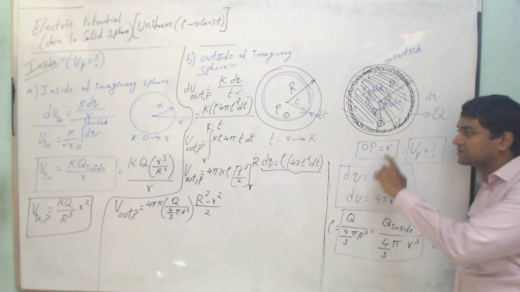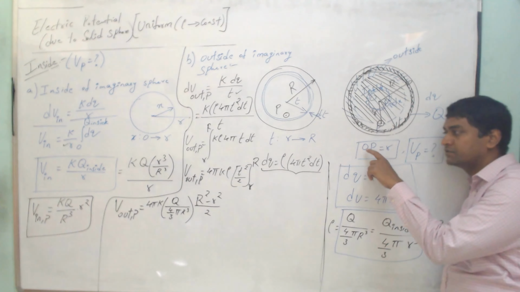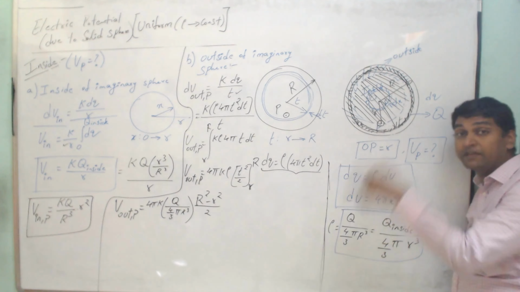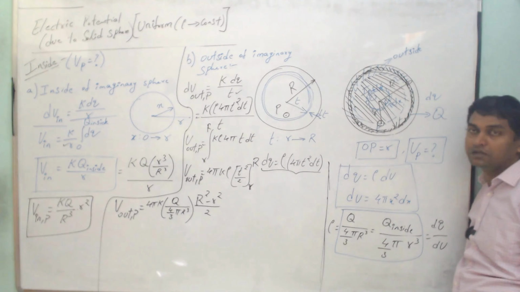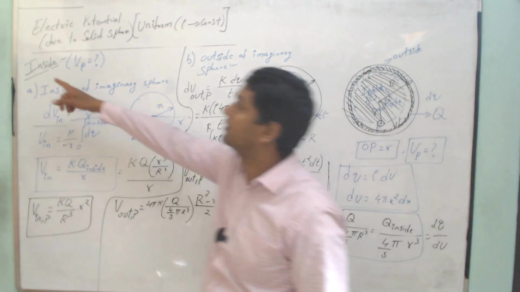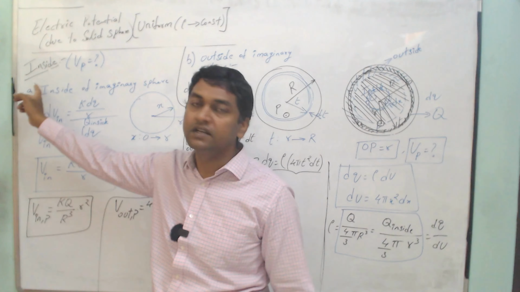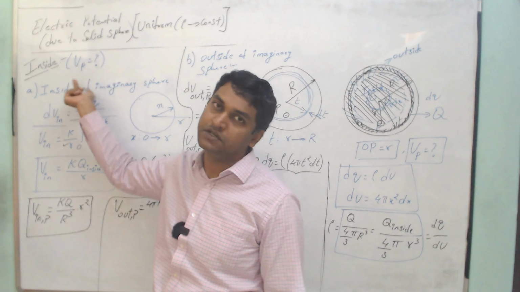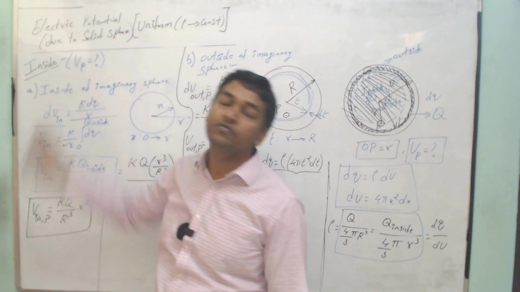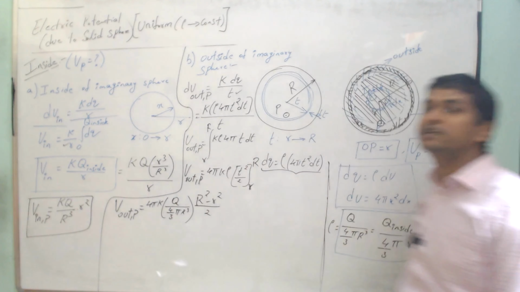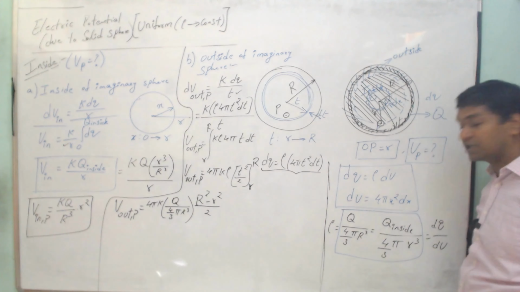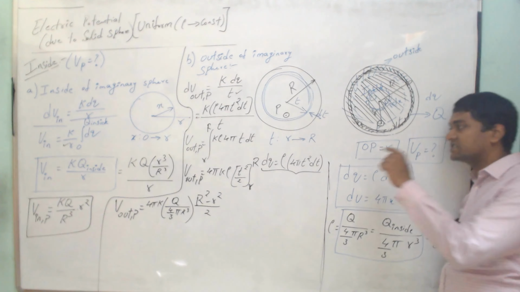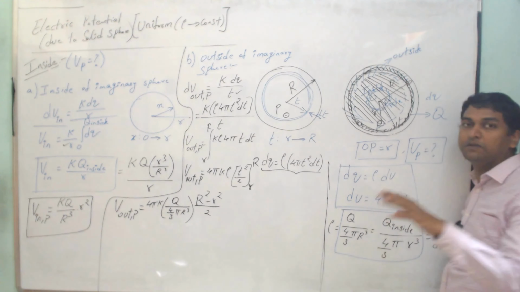Small r is the distance between the center of the sphere and the point P, where we have to find the potential. This inside, first we wrote inside, is basically a point P which is inside the sphere. And we need to find the potential due to the inside point, potential at the point inside the sphere. Distance between the center of the sphere and the point P is small r.